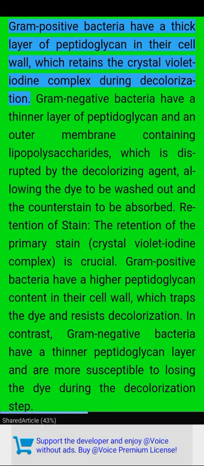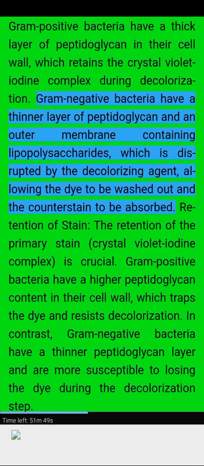Gram-positive bacteria have a thick layer of peptidoglycan in their cell wall, which retains the crystal violet iodine complex during decolorization. Gram-negative bacteria have a thinner layer of peptidoglycan and an outer membrane containing lipopolysaccharides, which is disrupted by the decolorizing agent, allowing the dye to be washed out and the counterstain to be absorbed.